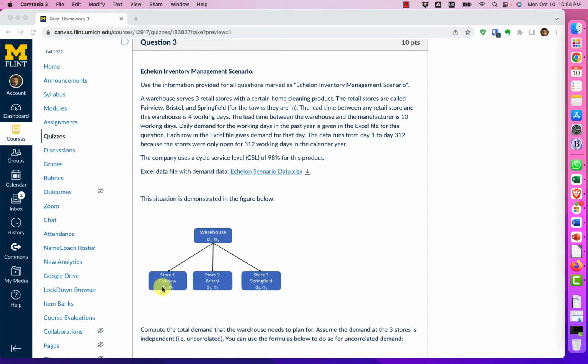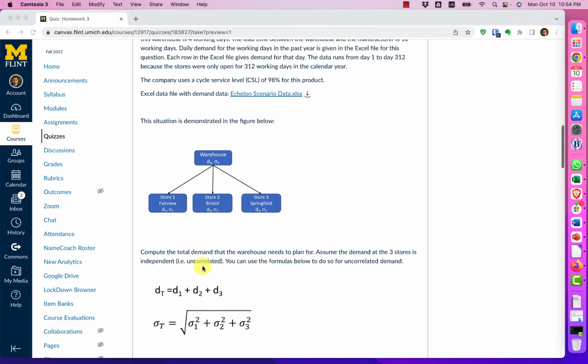Each store has its own demand. So there's a small d, the average level of demand. The standard deviation is the sigma because demand is variable. And the warehouse sees the sum of their demand. So D1 plus D2 plus D3 would give us the total demand at the warehouse. And then the standard deviation we can try to estimate using this formula.